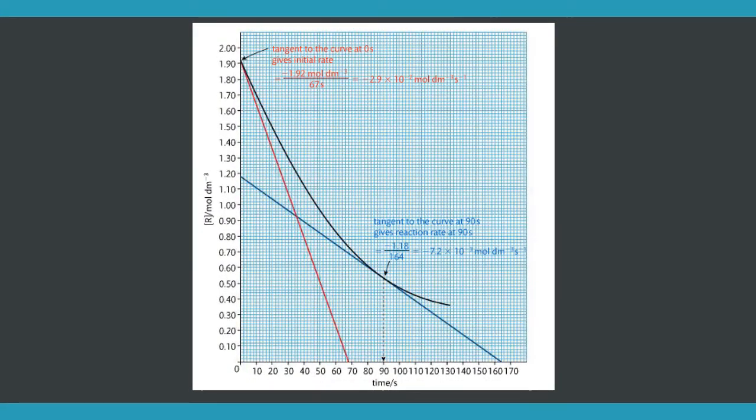Here's just another example that I want to make sure you could see. Looking at the one in red, here we're taking the tangent at 0 seconds. So this is going to give you your initial rate. Again, the value is a negative number, which means we are looking at the concentration of your reactants.